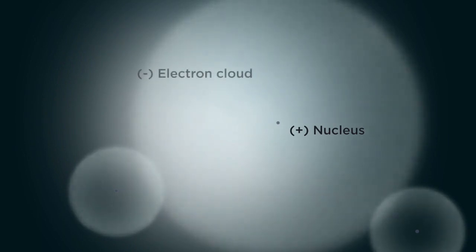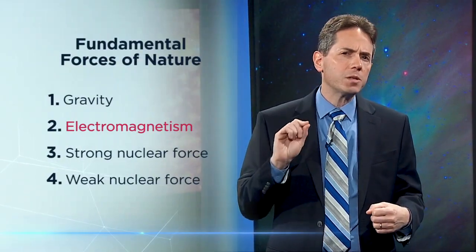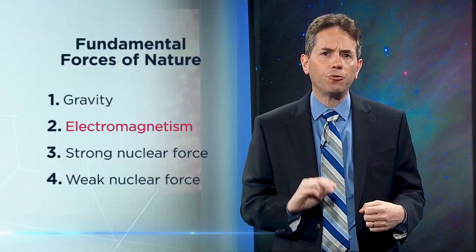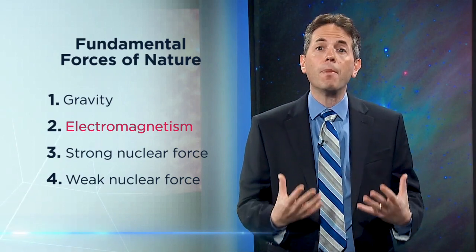Like any atom, oxygen has a nucleus, which has a positive electrical charge, and it's surrounded by orbiting electrons, which have negative electric charge. Because of those opposite charges, the nucleus and the electrons are attracted to each other, which brings us to the second of the 4 fundamental forces of nature, electromagnetism.